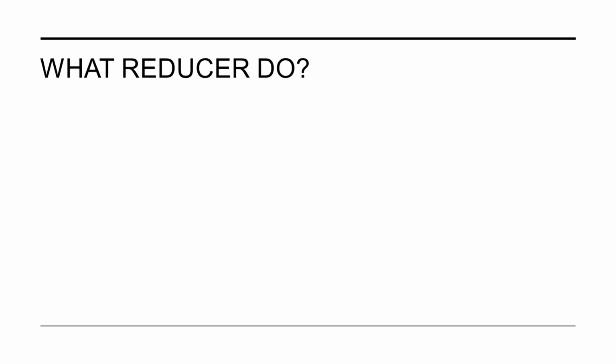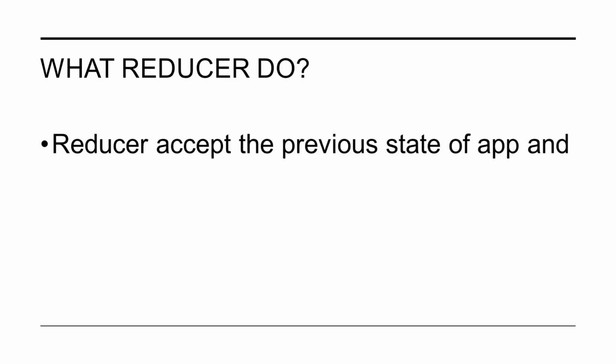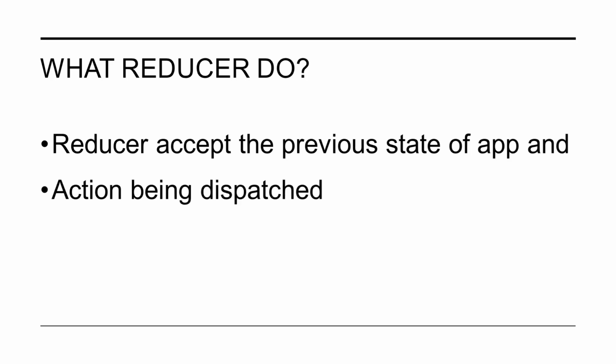Next, what exactly does a reducer do? First of all, the reducer accepts the previous state of the app and the action being dispatched. First there will be a previous state applied, that can be our initial state, and there can be many actions that we are going to dispatch. With the help of those actions, by matching the action only, it is going to update our state.